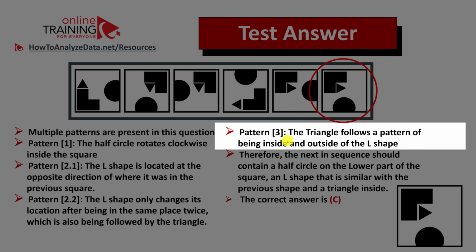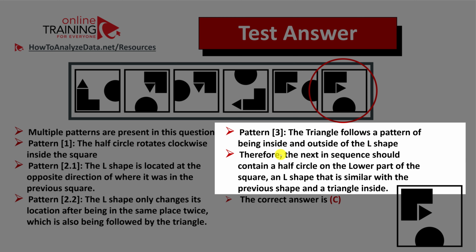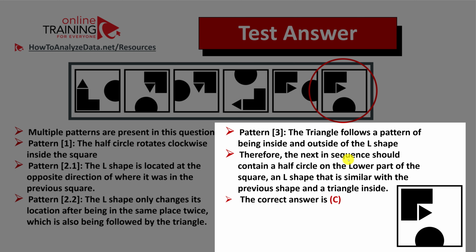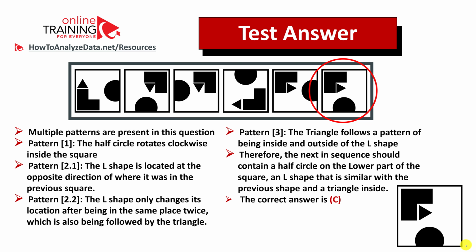And then the last but not least pattern is the pattern of the small triangle. The small triangle here follows the pattern of being inside and outside of the L shape. Therefore, this is why the next item in the sequence should contain a half circle in the lower part of the square, and then the L shape, which is similar to the previous shape, and the triangle inside. So the correct answer is choice C. Hopefully you understand what to look for in similar questions in the test.